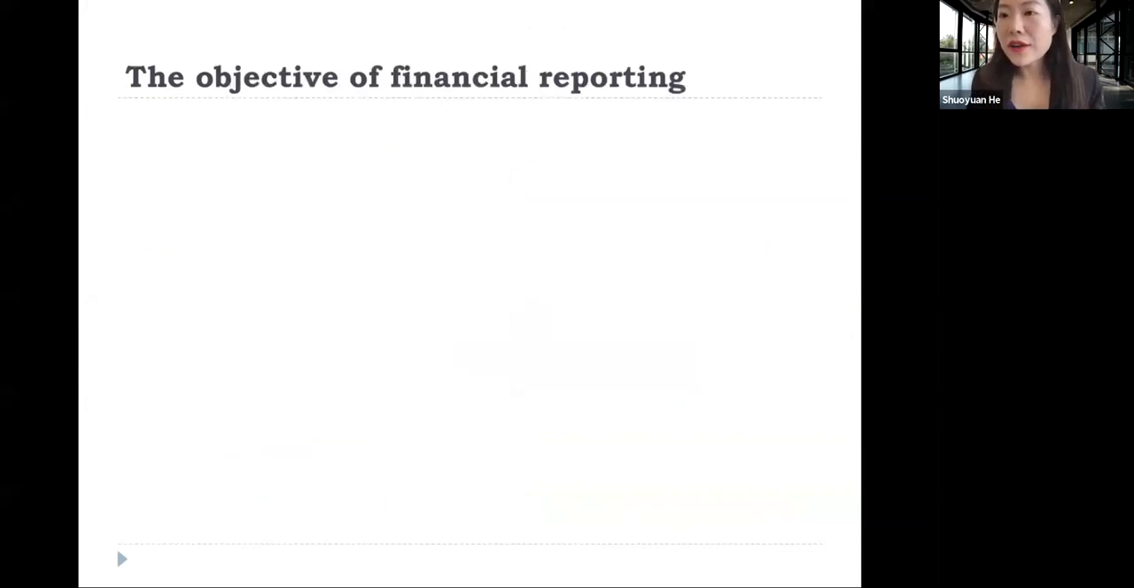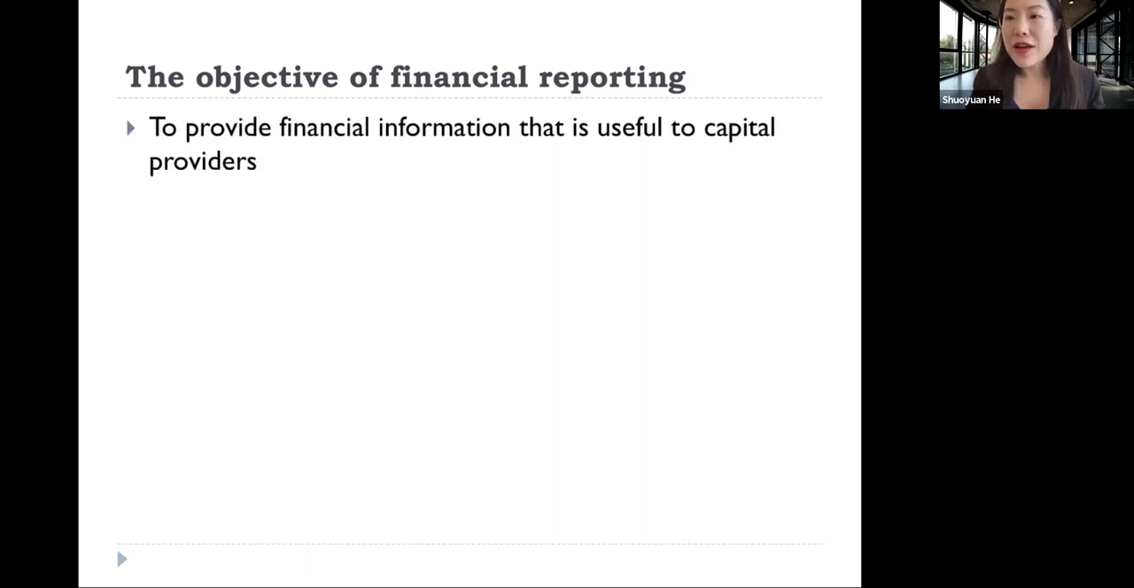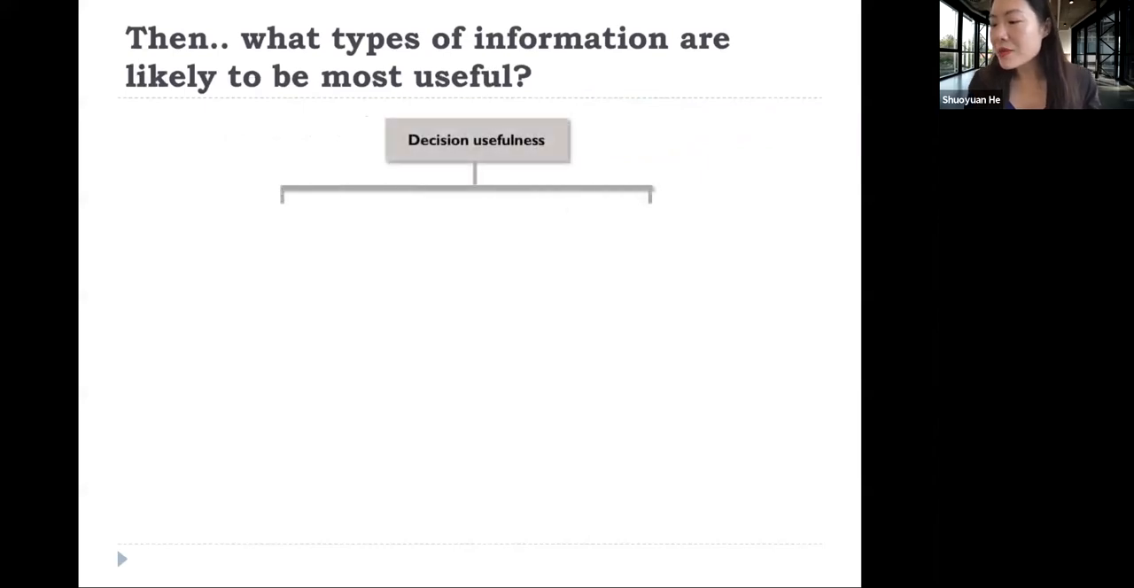So let's look at each of those components in detail. First of all, the objective of financial reporting. So what is the objective of financial reporting? FASB's conceptual framework gives you the definition here. The objective of financial reporting is to provide financial information that is useful to capital providers. So the keyword here is useful. Then what is useful? What types of information are more likely to be most useful for capital providers?